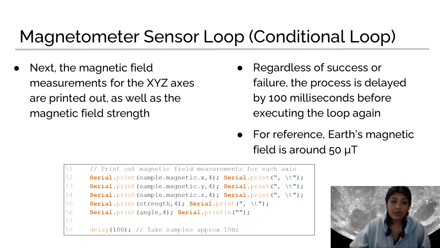Magnetometer sensor loop, conditional loop. Next, the magnetic field measurements for the X, Y, and Z axes are printed out, as well as the magnetic field strength. Regardless of success or failure, the process is delayed by 100 milliseconds before executing the loop again. For reference, Earth's magnetic field is around 50 microteslas.